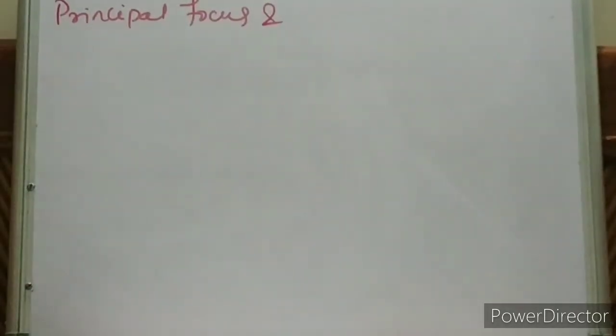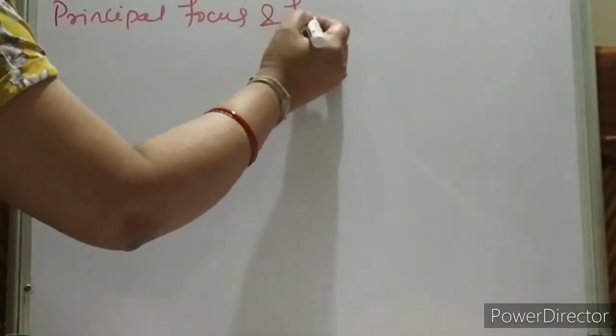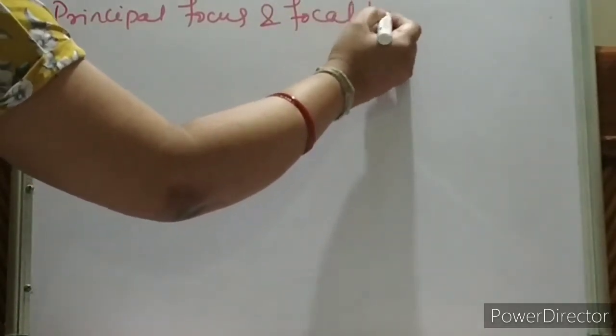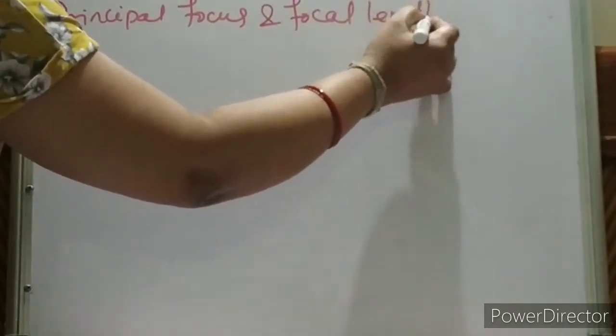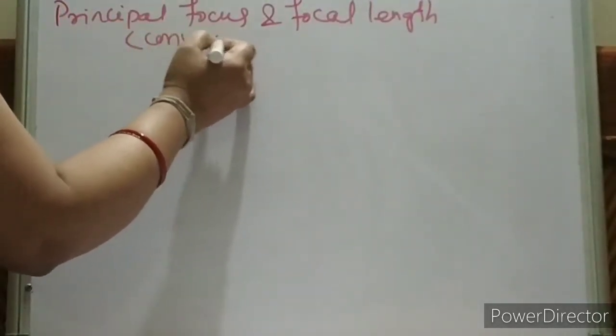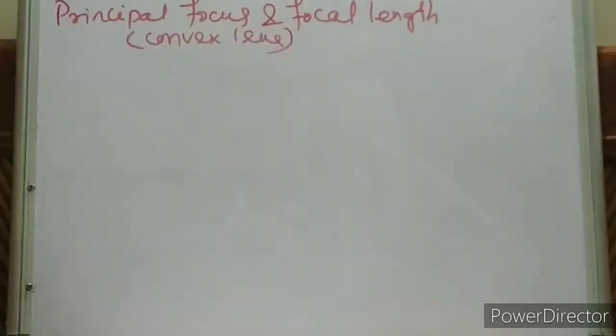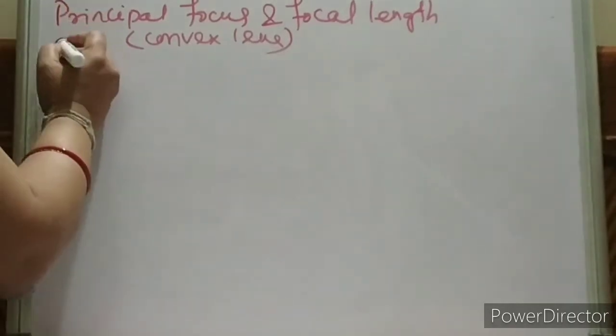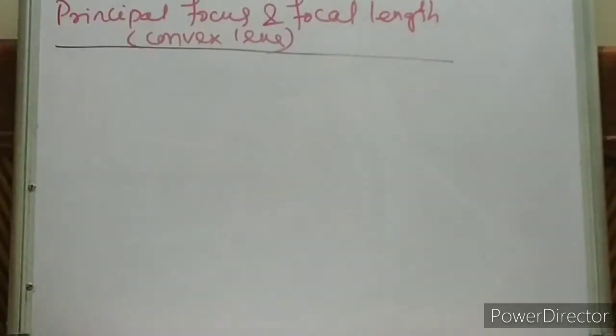That means focal length. You know, in the case of mirrors also we have discussed it, but I am going to focus only on the convex lens today. Okay children, one thing I want to mention: we have discussed all the mirrors, so here it will be similar to the concave mirror. The case is similar to the concave mirror.